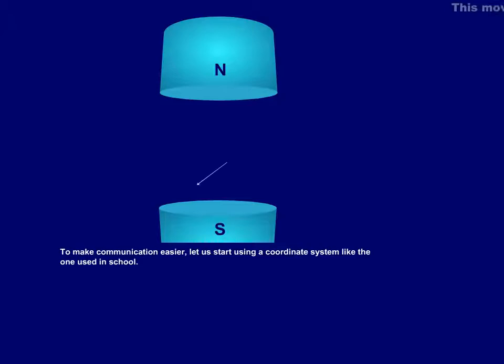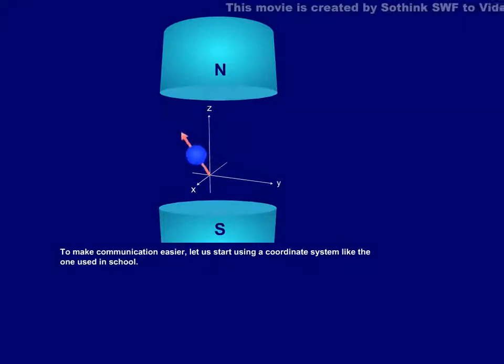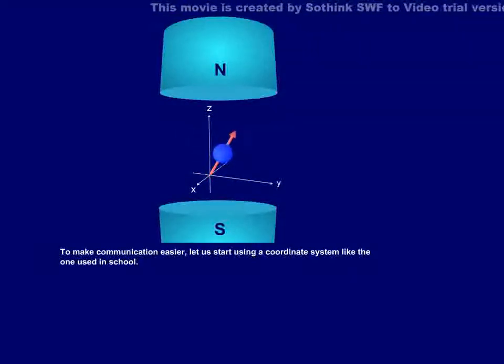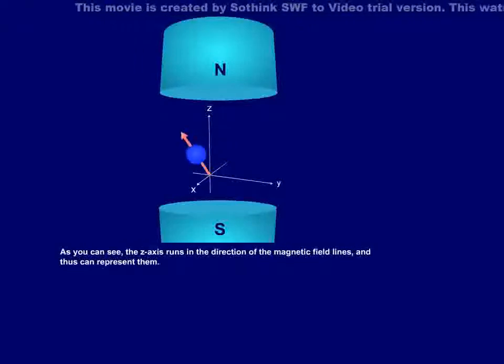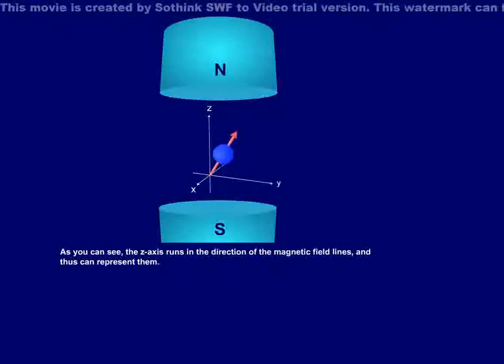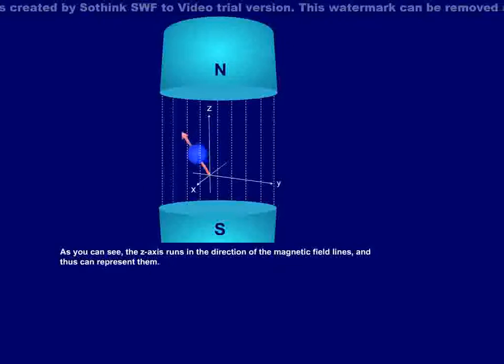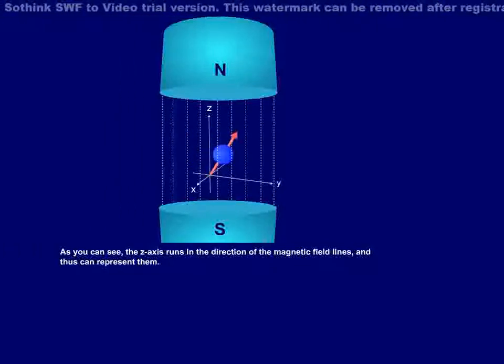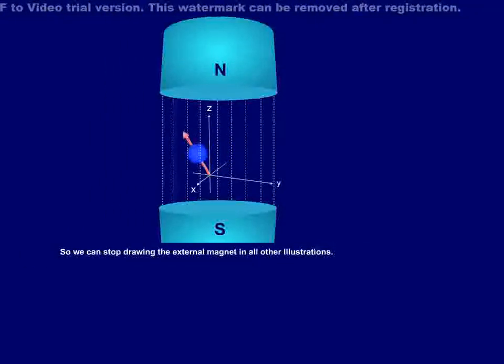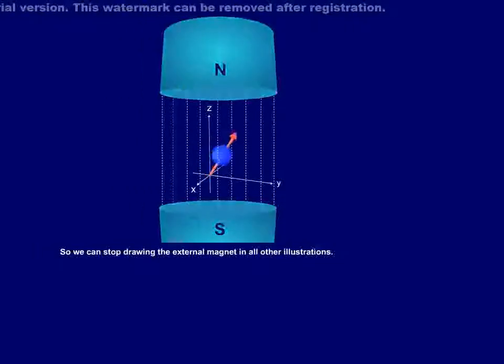To make communication easier, let's start using a coordinate system like the one used in school. As you can see, the z-axis runs in the direction of the magnetic field lines, and thus can represent them. So we can stop drawing the external magnet in all other illustrations.